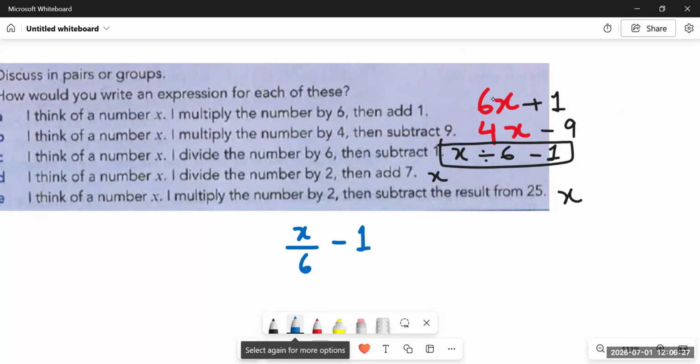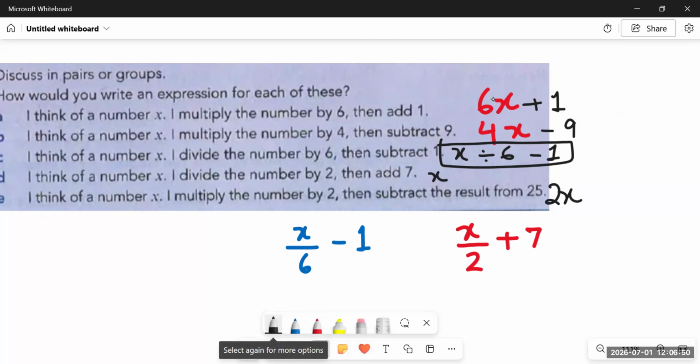Next we have, I think of a number x, I divide the number by 2. So same here, it will become x upon 2, then add 7. So it will become plus 7. Okay. Next we have, I think of a number x. I multiply the number by 2. Okay. So it's going to become 2x because we are multiplying it by 2.